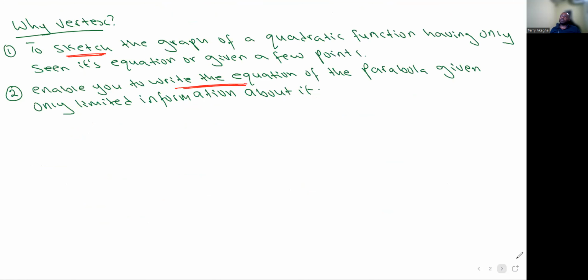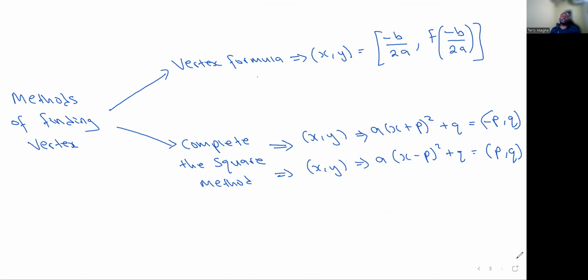So in the next video, we're going to talk about the vertex formula. I'm going to go into the vertex formula: how do you use the vertex formula to find the vertex for a quadratic equation? So I'll see you soon.